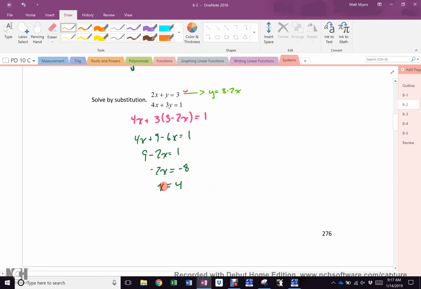Then, since I know what x is, I need y. I have that right here. Y equals 3 minus 2 times 4, which is 3 minus 8, which is negative 5. And my final answer is 4, negative 5. Kid, did I do it right?